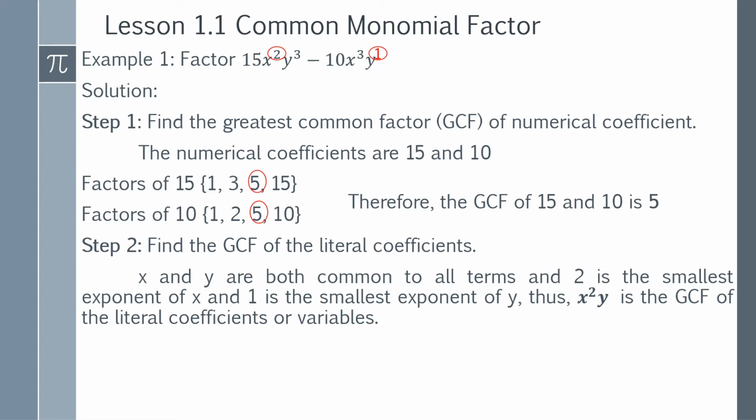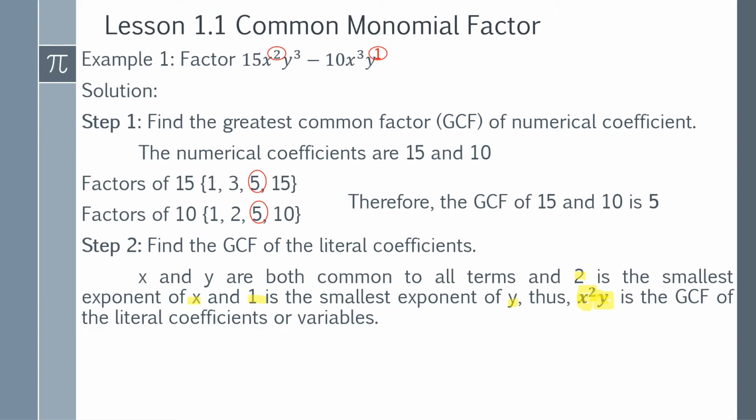Thus, X squared Y is the GCF of the literal coefficients or variables. Paano nakuha ang X squared Y? Since 2 ang pinakamaliit na exponent ng X, therefore yun yung kukuhanin natin na X squared. Since 1 ang pinakamaliit na exponent ng Y, yun din ang kukuhanin natin exponent ni Y.